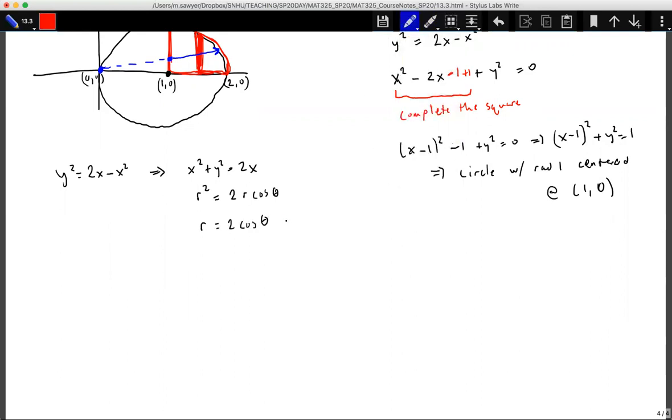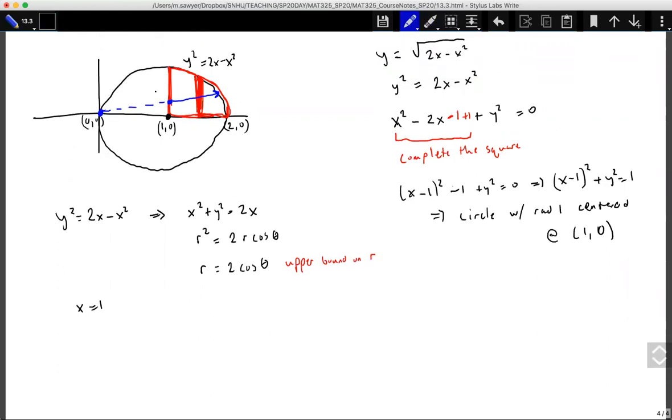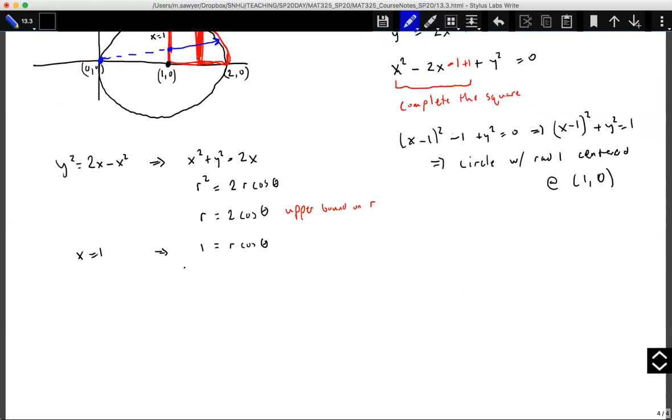This is our upper bound on r. Now our lower bound on r, if we know that x equals 1 is our lower edge here in our image, we have the lower bound that x equals 1 is this line, then this means that 1 is equal to r cosine theta. So dividing both sides by cosine, r is equal to secant theta. This is the lower bound.